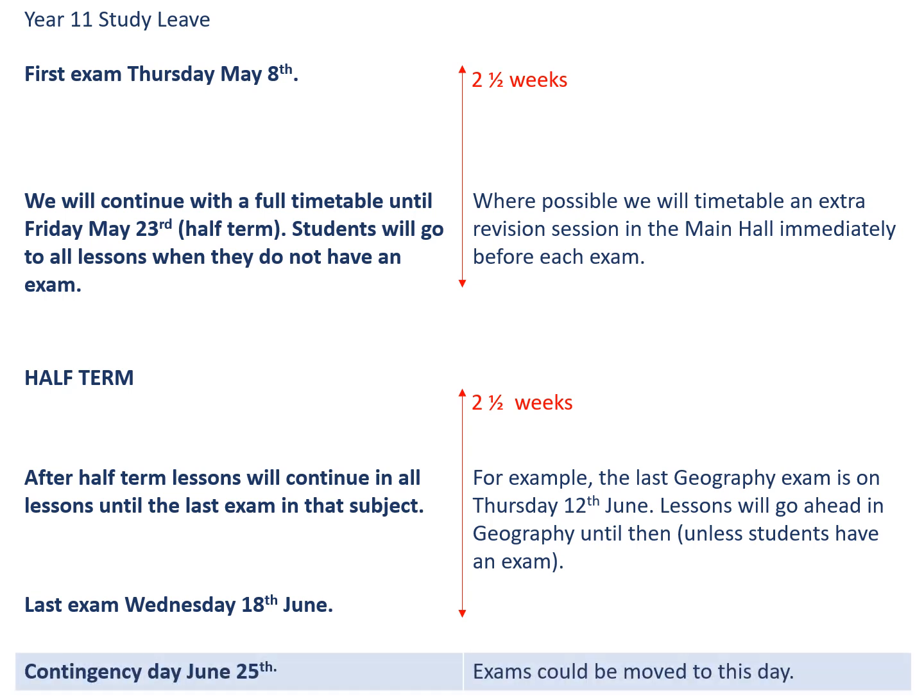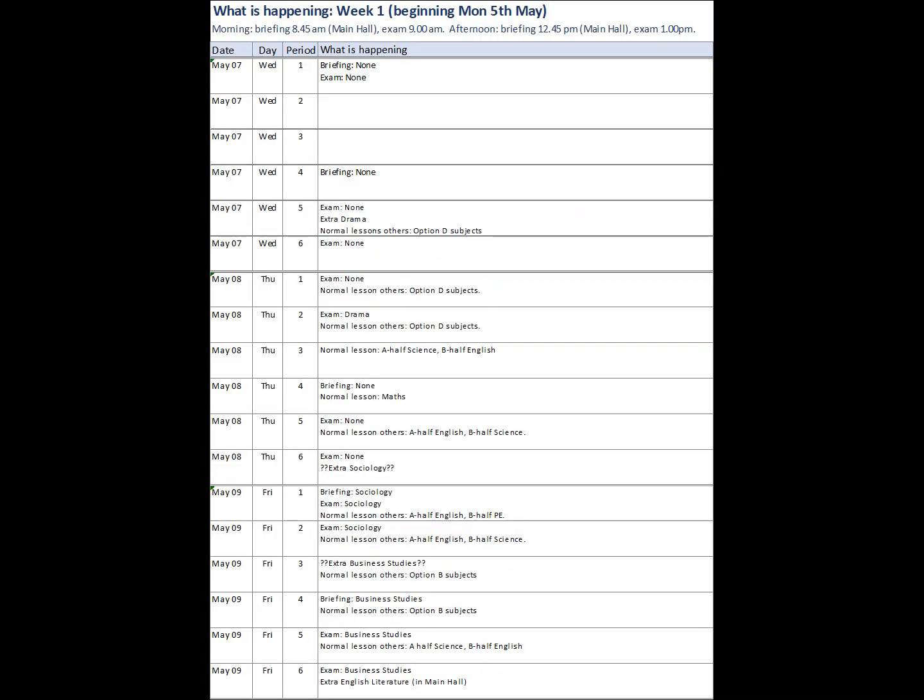And the last exam is scheduled for Wednesday the 18th of June, but you do need to be aware that there's a national contingency day on the 25th of June. Should there be a reason for nationally an exam not to take place, some sort of emergency, then an exam could be moved to that day. It's not happened during my career, but it could do, so you just need to be aware that there could be an exam on the 25th of June. Okay, so all of that gets pretty complicated.